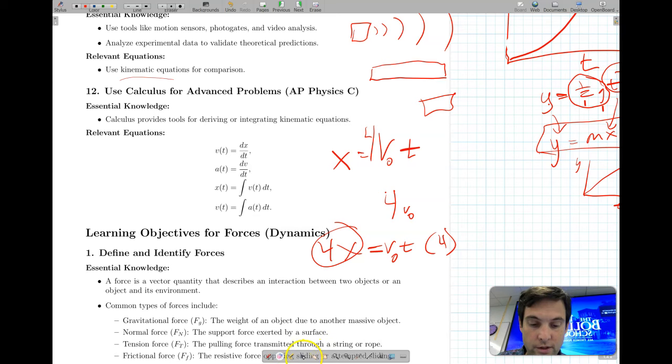Important skill. Our calculus equations are all here. Kind of talked about them. Whenever you see slope, that's derivative. Whenever you see area under the curve, that's an integral.